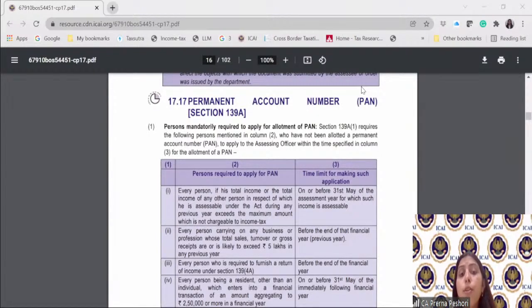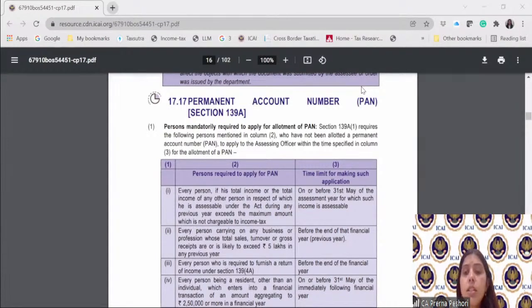139(4)(a) was in the case of the charitable trust and institution. So charitable trusts and institutions are required to obtain the PAN if they are required to furnish the return of income. When is a charitable trust required to furnish the return of income? When their total income before the deduction, before the exemption under section 11 or section 12, exceeds the basic exemption limit. In that case, the charitable trust is required to obtain the PAN, and it has to obtain it before the end of the financial year.